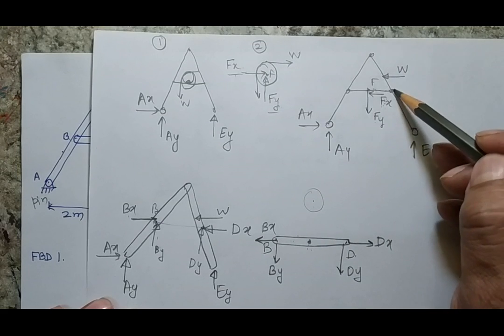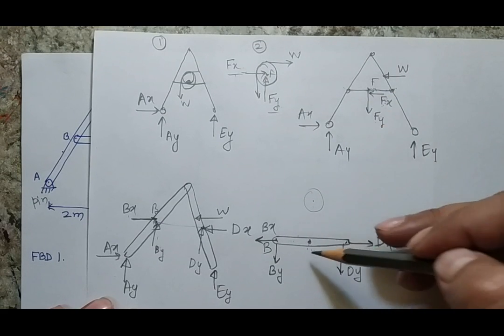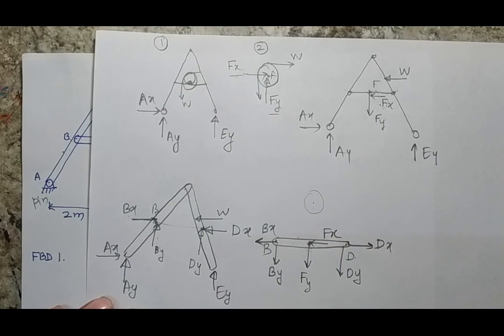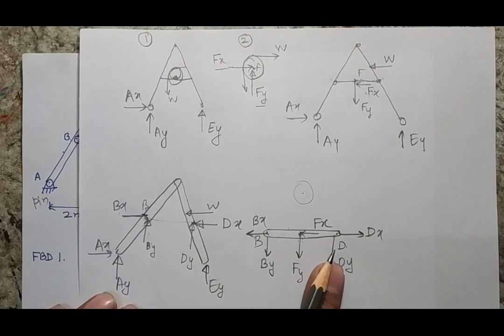I am just removing these two points, and this force will be as it is, what I had here. So my two forces will be again Fy and Fx. This is the next free body diagram.